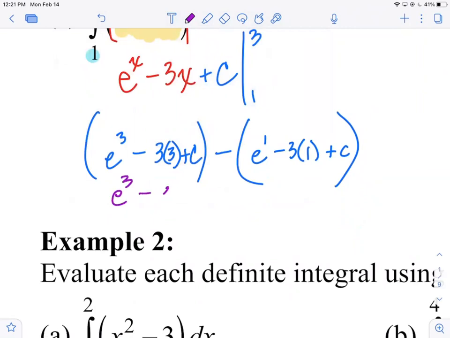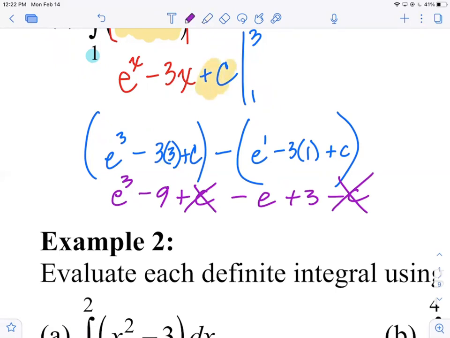If you clean it up, e cubed minus 9 plus c, and now we'll distribute: minus e plus 3 minus c. And since those are the exact same c value, right? C in general is an unknown constant, but it's the exact same c value in both cases. So what would c minus c be? 0. It's nothing. So because they always cancel out to give you 0, you don't have to write them on a definite integral. You will not lose points for not having the plus c way up at the top here. So get rid of the blue part, okay?